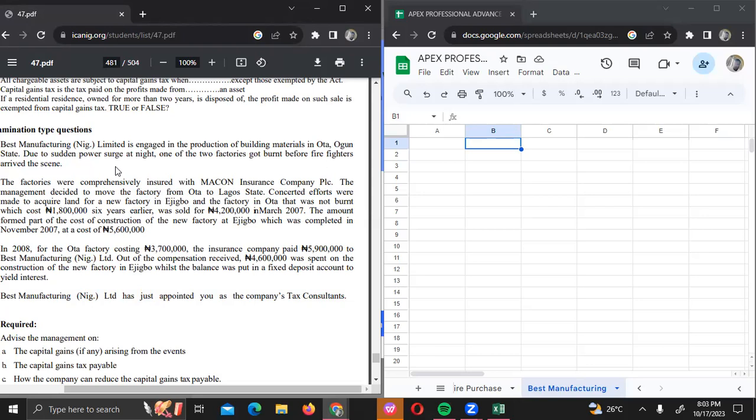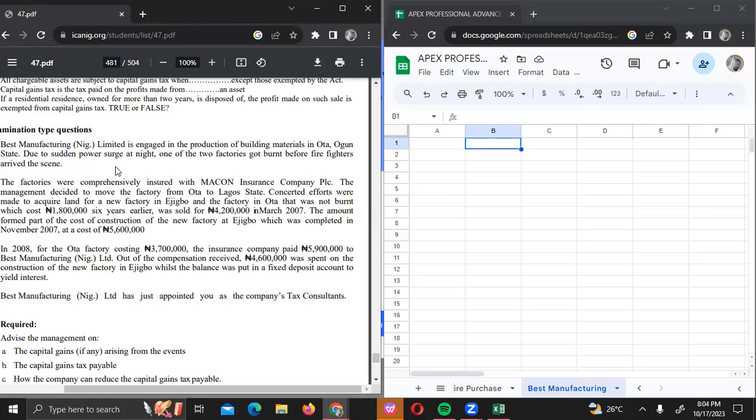The amount formed part of the cost of construction of the new factory at Ijegbo, which was completed in November 2007 at a cost of 5,600,000.